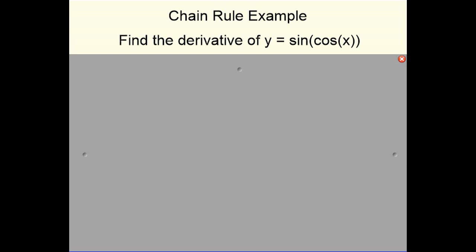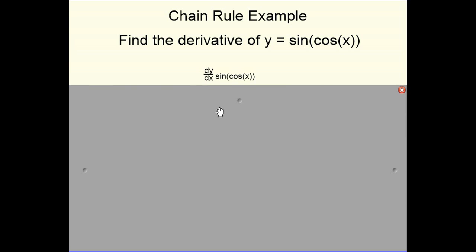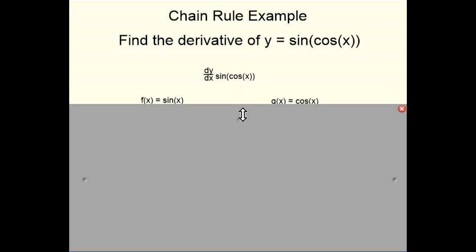Let's go on to a more formal example here. If we wanted to find the derivative of y equals sine of cosine of x, we're going to have to use the chain rule. First, let's set up our problem: dy/dx of sine of cosine of x. Let's identify what our f of x and our g of x are. Our f of x, whatever is on the outside here, could be sine of x. Whatever is on the inside, the function we plug in for the x in sine of x, is going to be cosine of x.